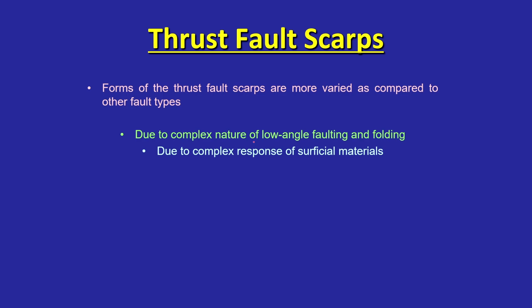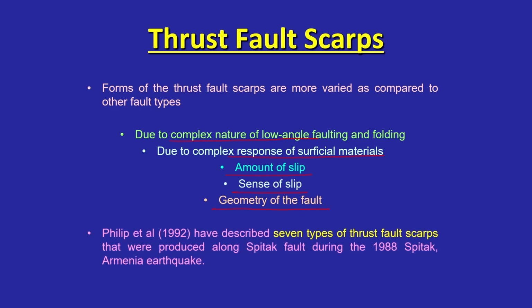So, one is the complex nature of the angle. The second is the superficial material. The third is the amount of slip which has been taken up along the fault, and then the sense of slip. There are a few things which we will keep in mind, and then we will move ahead in understanding the overall features which one can expect in a thrust faulting environment.